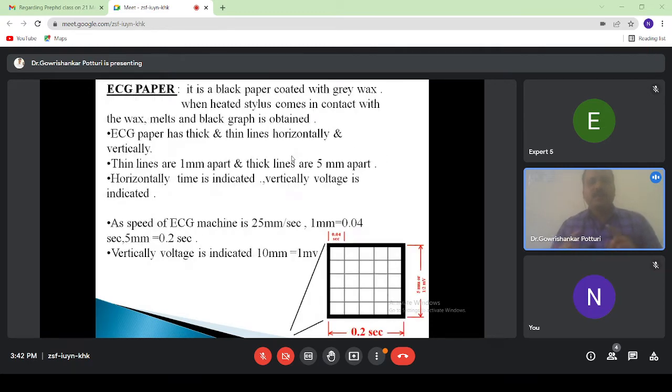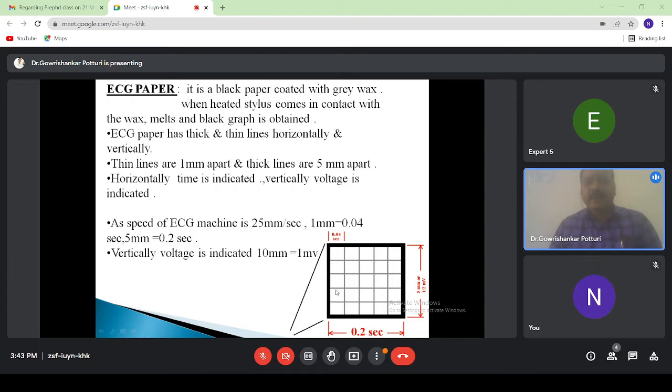So that's the easy. Now coming to the ECG paper. It is a black paper coated with gray wax. When the heating stylet comes in contact with the wax, it melts and the black graph is obtained. ECG paper has thick and thin lines horizontally and vertically. These are called thin lines and these are called thick lines.